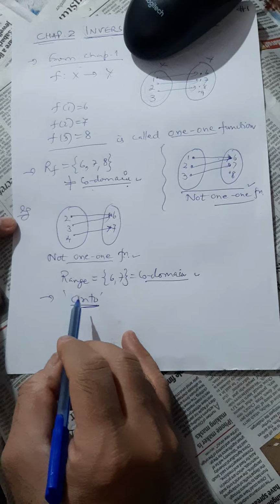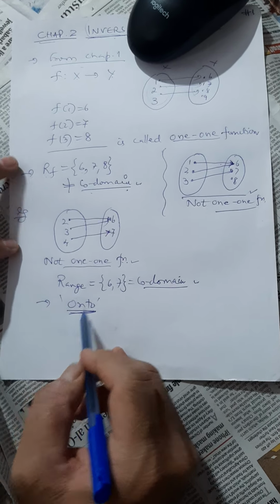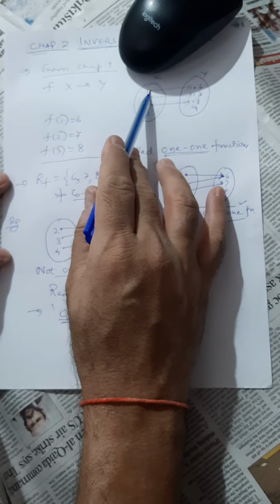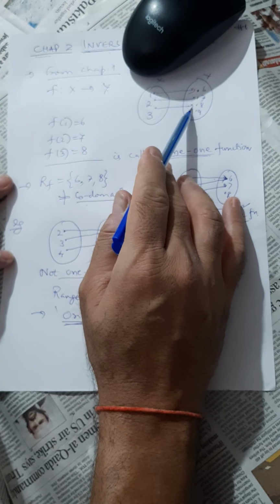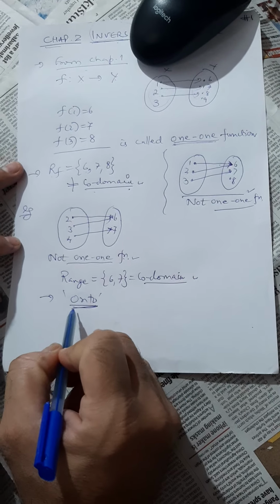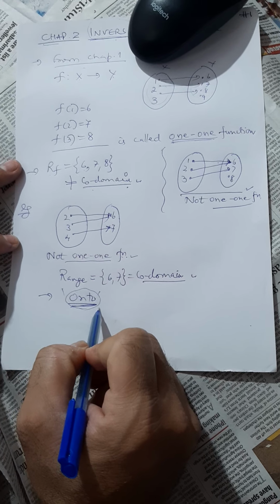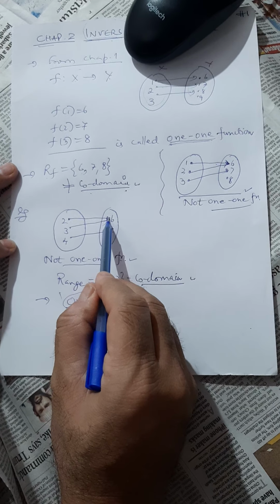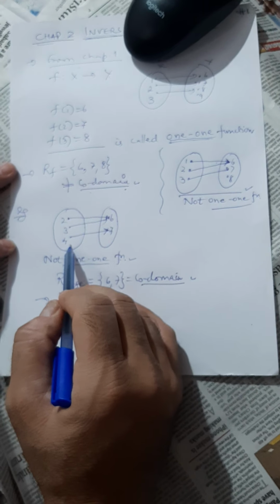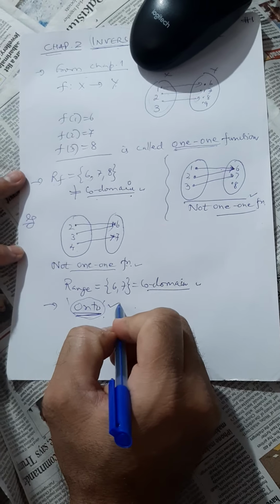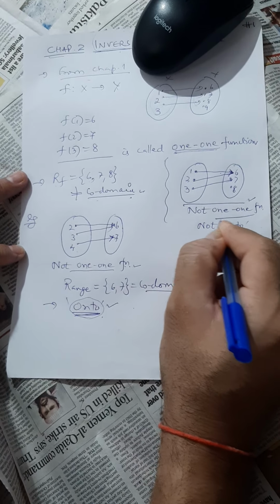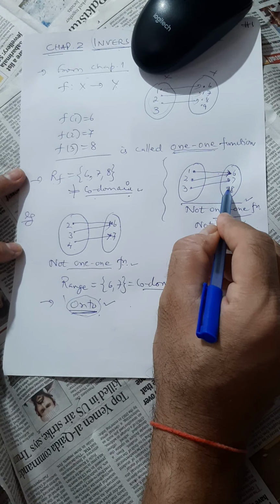Onto. So today we have 2 new words. One is one-one function. One-one function means like this. Different members go to different members. This is not a one-one function. This is not a one-one function. The second one is onto. What do you mean by onto? There should not be any extra member in the codomain. See, codomain has 2 members, 6 and 7. Both are covered by every member. So this is called onto function. This is also not onto, remember, not onto. Why? Because you have an extra member 8 here.